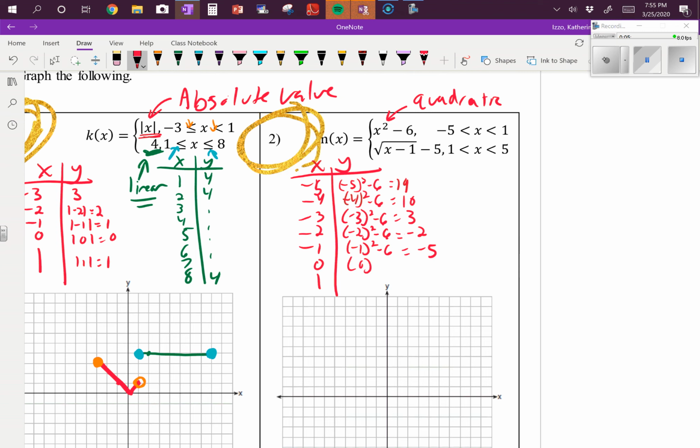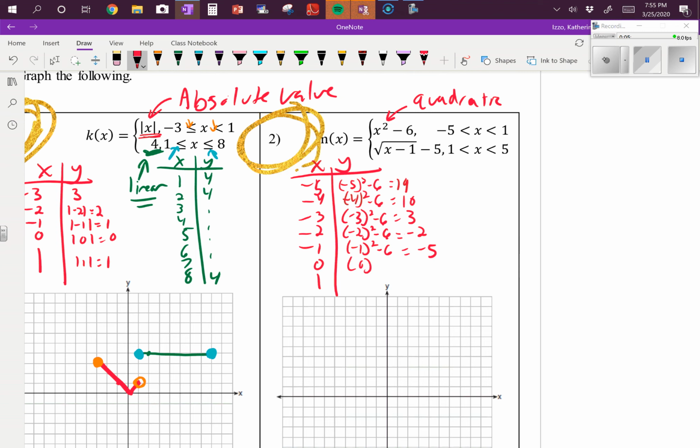Notice, this is an absolute value. Absolute values look like these. This is not an absolute value. This is a parabola. Parabolas do not look like these. Parabolas look like U's, so make sure that looks like a nice soft U right there. None of that parabola nonsense.